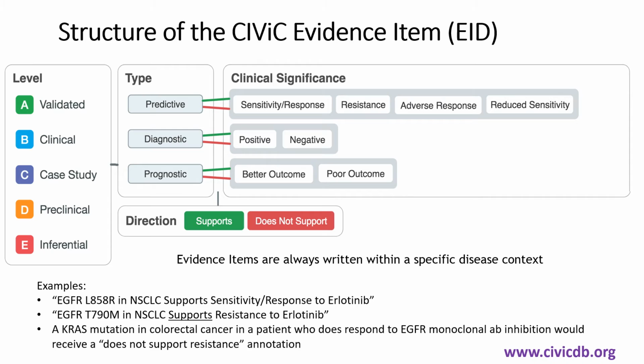Finally, we determine if the particular variant supports or does not support a particular clinical outcome. For example, the T790M variant in the EGFR gene would be curated as supports resistance to the drug erlotinib in non-small cell lung cancer. In another example, if a colorectal cancer patient has a KRAS mutation, then they would not respond to EGFR monoclonal antibody inhibition. Such evidence would be annotated as does not support resistance in CIVIC. It is important to note that an evidence item is always written within the context of a specific disease.